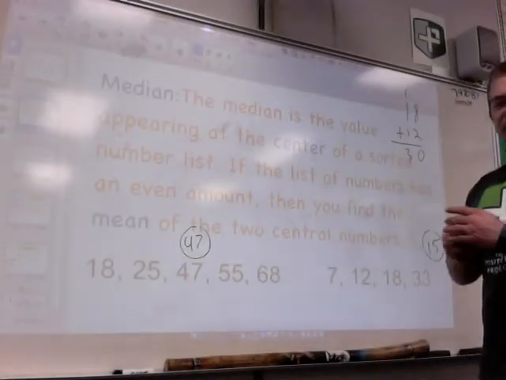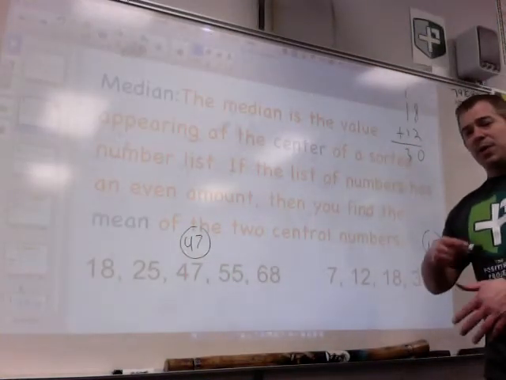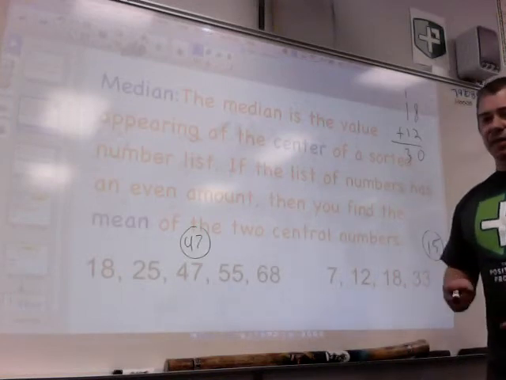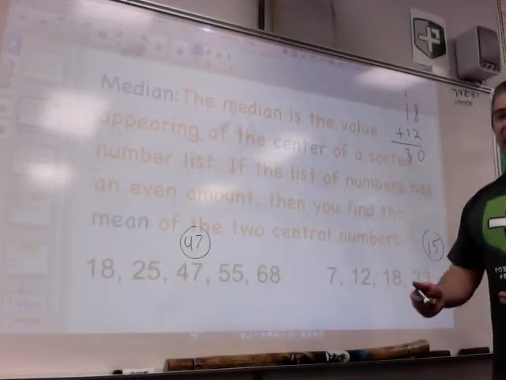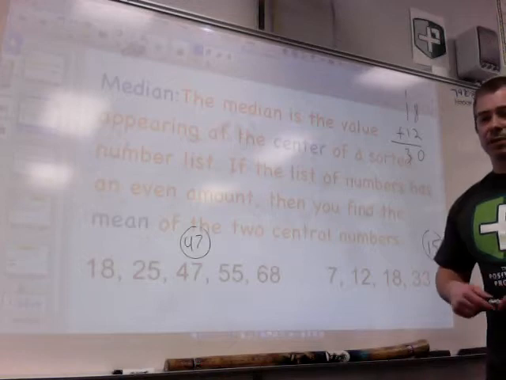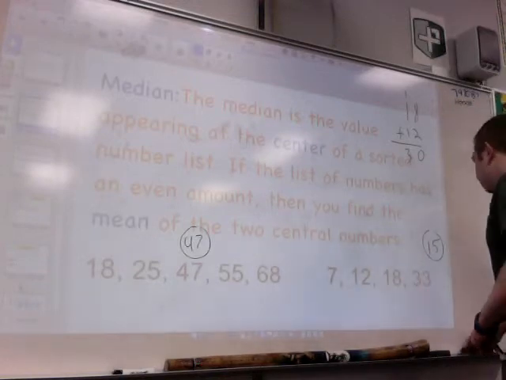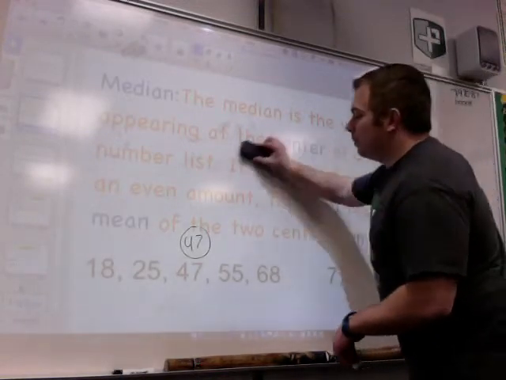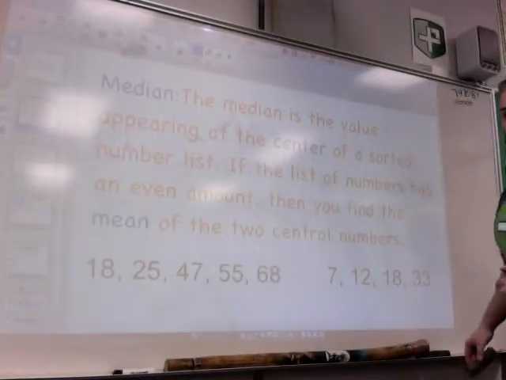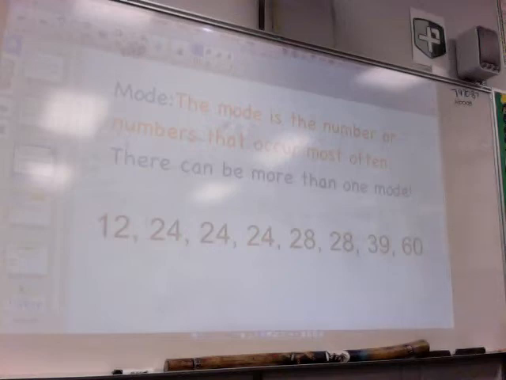All right, so the median is basically the number in the middle. And when you have 2 numbers exactly in the middle, then you have to find the mean of those 2 numbers. Add them up and divide by 2. All right. So you might need to pause and take down these notes real quick. And let's move on, after you've done that, to the mode.